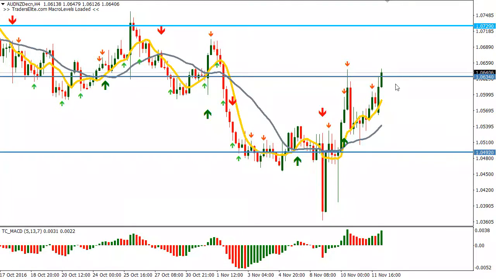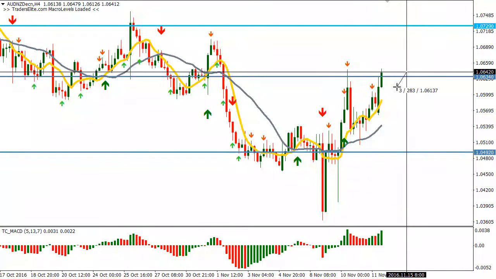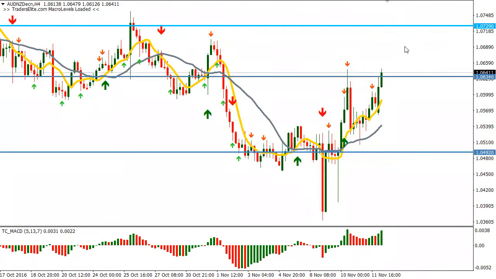So I'd be looking at it closing above 106.34. If it does, then there could be a good opportunity to get in with a low risk of, say, 25, 30 pips and going for this next macro level, which provides around 80 pips in profit.